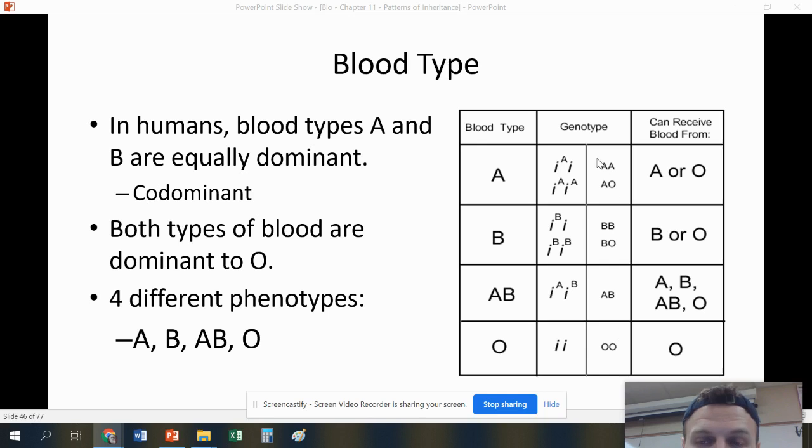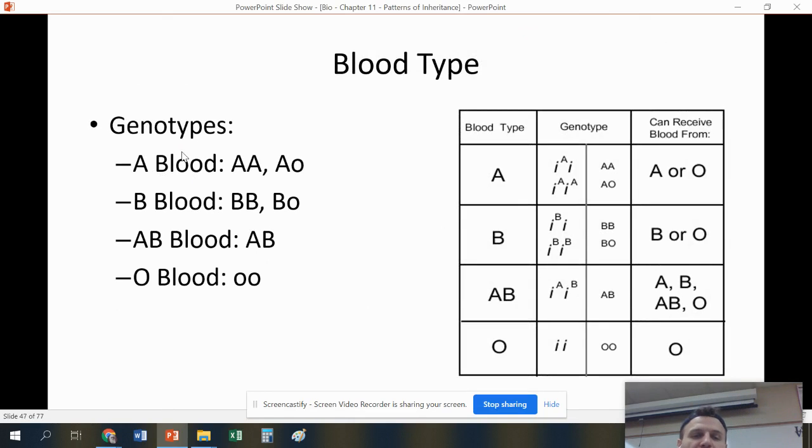Notice how we have the same alleles here, AA. This is the homozygous form of type A blood. AO is the heterozygous because they're different. Remember that hetero means different. That's the heterozygous form of A blood. Same with B. We have BB, that's the homozygous. We have BO, that's the heterozygous.